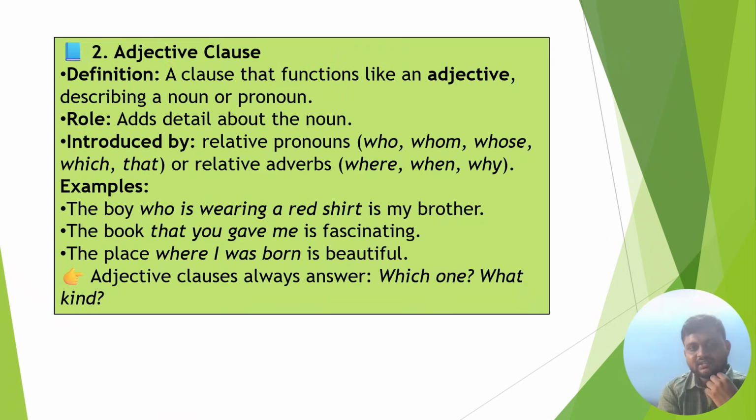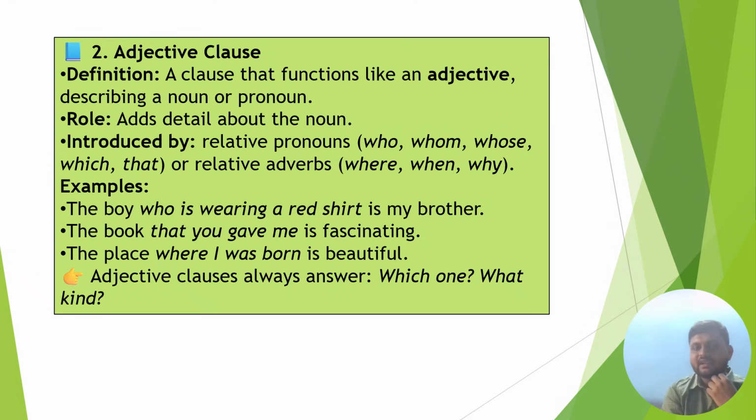An adjective clause is a clause that functions as an adjective, which means that it describes a noun or pronoun. Its role is to add detail about the noun. If we find details about the noun in the clause, we can categorize it as an adjective clause. It is also introduced by relative pronouns like who, whom, whose, which, that. And sometimes it is also introduced by relative adverbs such as where, when, why.